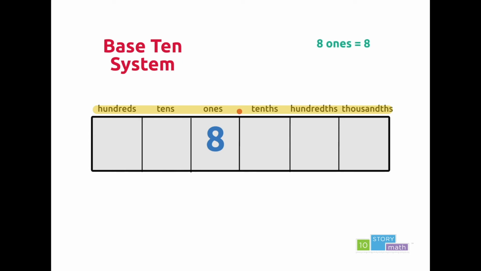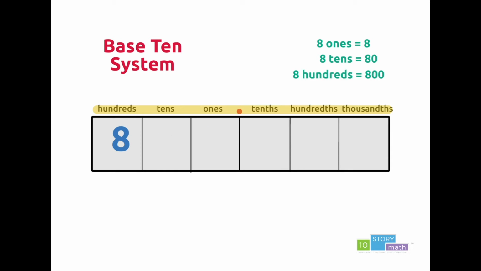Let me pick up that 8, and I'm going to shift it one spot to the left to the tens place. 8 tens has a value of 80. I'm going to try it one more time. I will pick up the 8 and move it one spot to the left, now in the hundreds place. 8 hundreds has a value of 800.